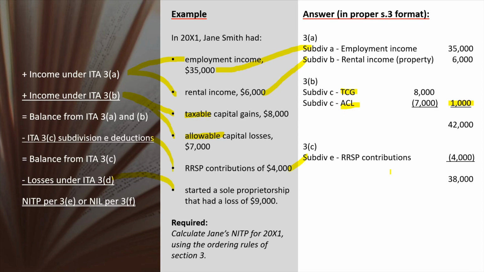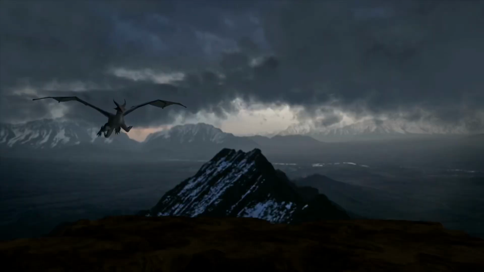Then 3D said to take the amount from 3C and calculate by how much does that exceed any losses. And we had the business loss of 9,000. And then we were told if there was an amount after doing all of that, that would be the taxpayer's income for the year according to paragraph 3E. That is their NITP. Now, just so you're aware, we're pretty strict about Section 3 formatting. Like, if you don't do it right, we can have a reaction.